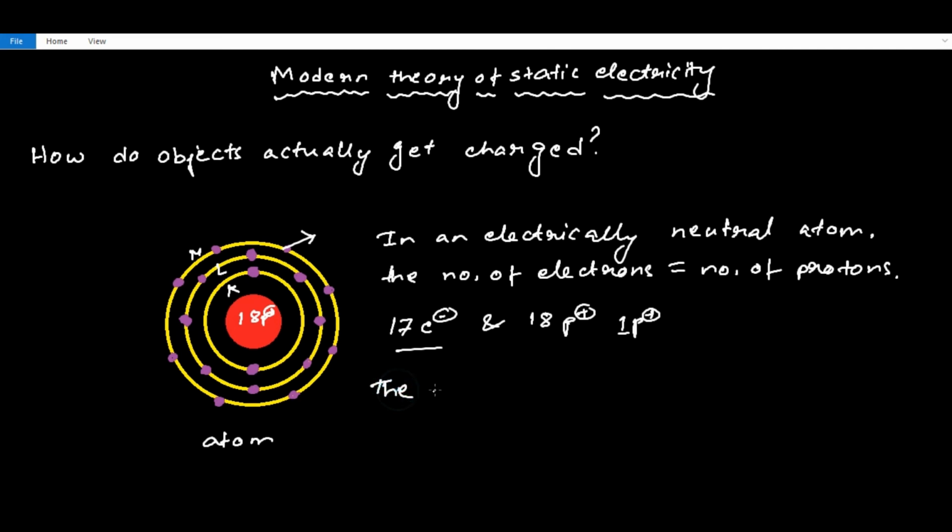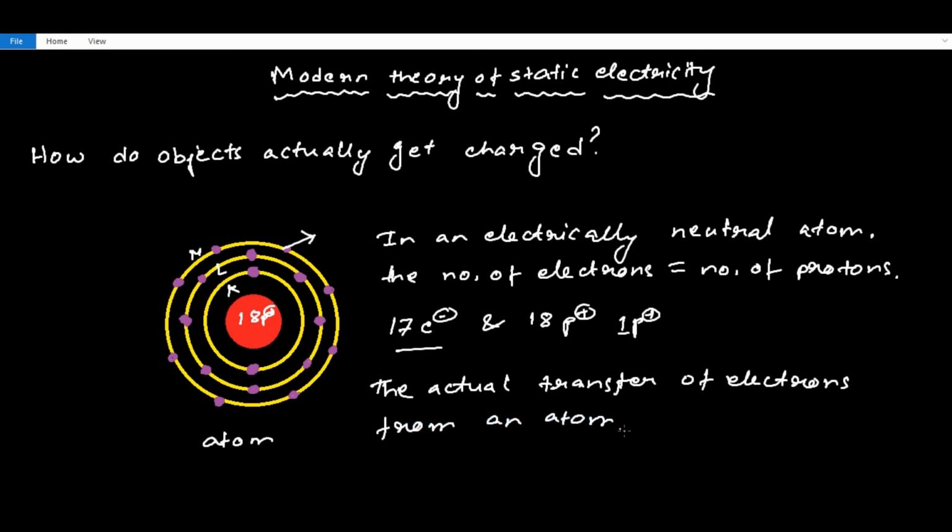The actual transfer of electrons from atom to atom leads to charge. This is the modern theory of static electricity.